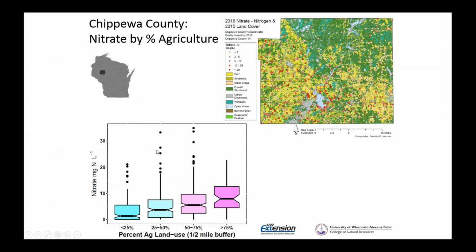Here are some of the ways that we were able to look at that data in Chippewa County. If we want to look at it as percent of agricultural land use, we can clump those samples into different boxes. The different boxes allow us to see the relationship of agricultural land cover to nitrate in this case. So looking at the half-mile radius around the well, and seeing whether the percentage of ag land is less than 25%, 25 to 50, 50 to 75, or greater than 75, we see a pretty clear relationship: as the percent of ag cover goes up, the nitrate concentration goes up.